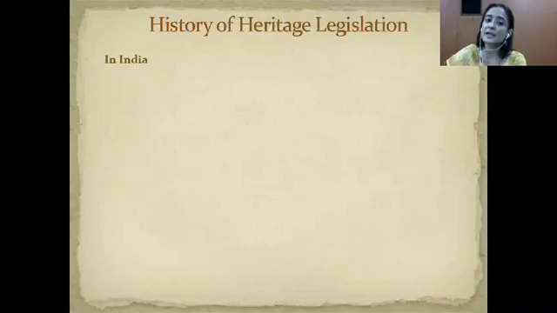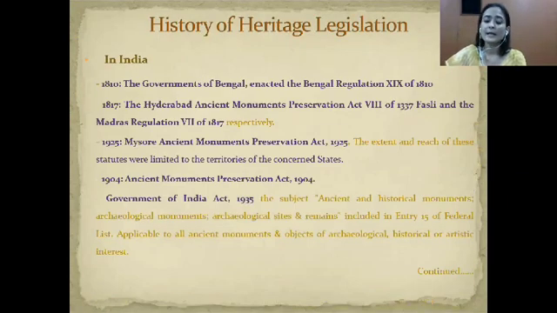History of legislation in India can be seen since the British regime. In 1810, the government of Bengal enacted the Bengal Regulation Act. Then Hyderabad and Mysore respectively enacted Ancient Monuments and Preservation Acts in 1817 and 1825. The extent and reach of these statutes were limited to the territories of the concerned states.